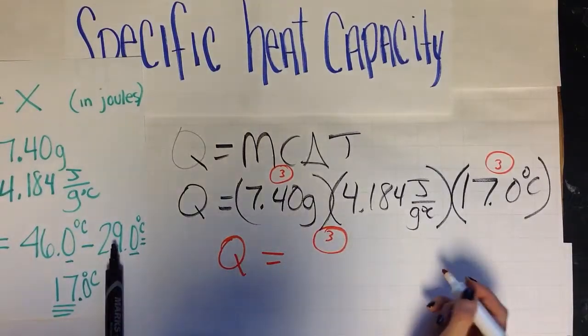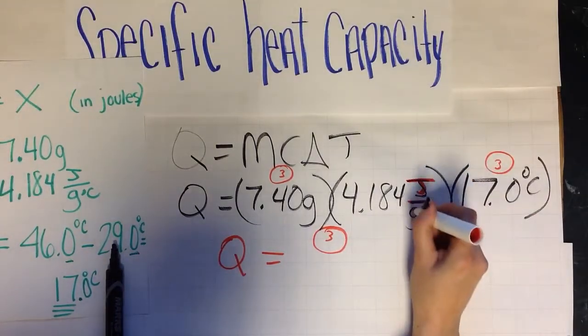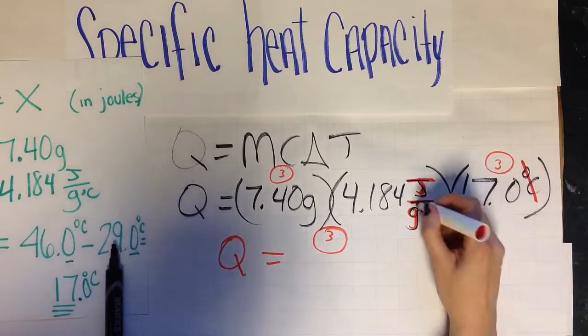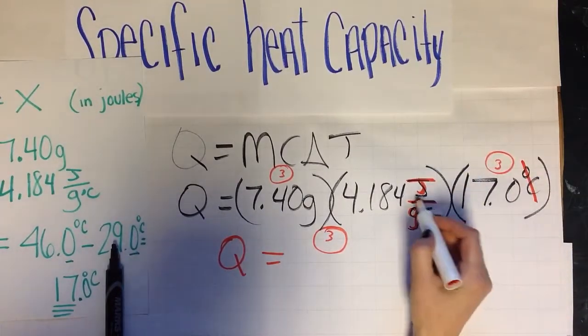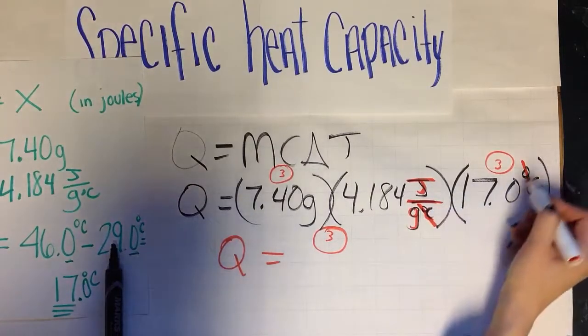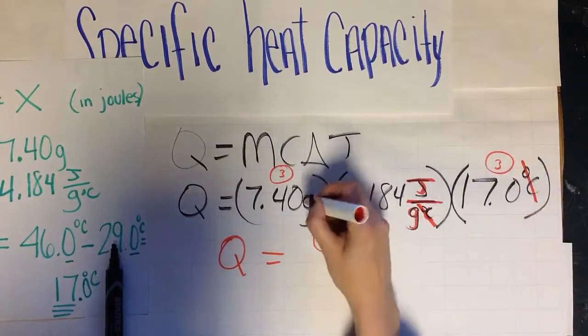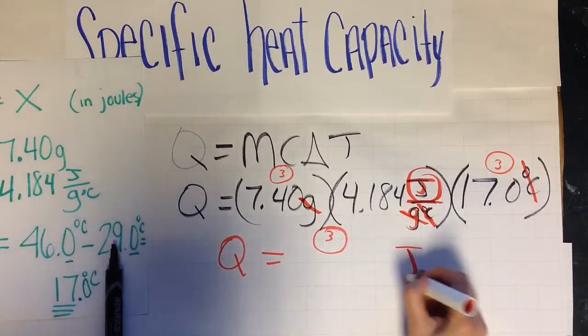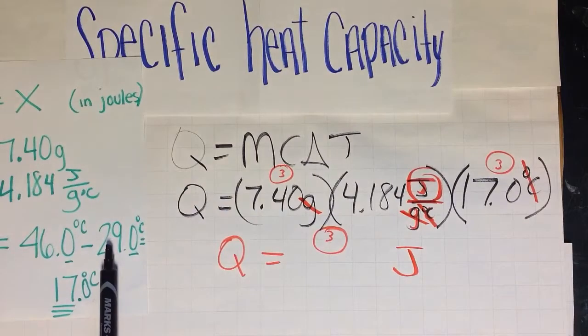And let's take a look at units. I've got a joule over a gram degrees Celsius. So this degree Celsius and this degree Celsius cancel out. If you notice, I've got degrees Celsius in the denominator, and here it's in the numerator. Same thing with the gram and the gram. So I'm left with joules, which is exactly what the problem asked for. So this is a good time to pull out your calculator and calculate this and see what you get as your final answer. That's the end of the video.